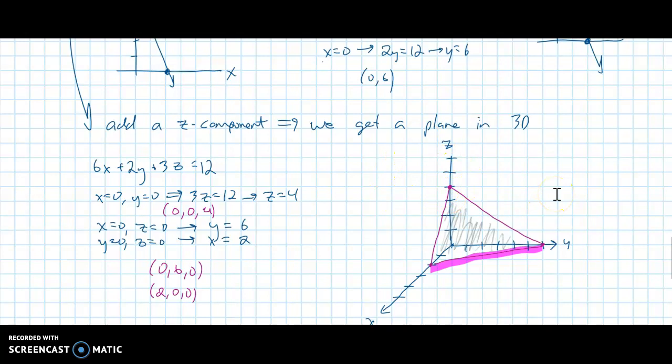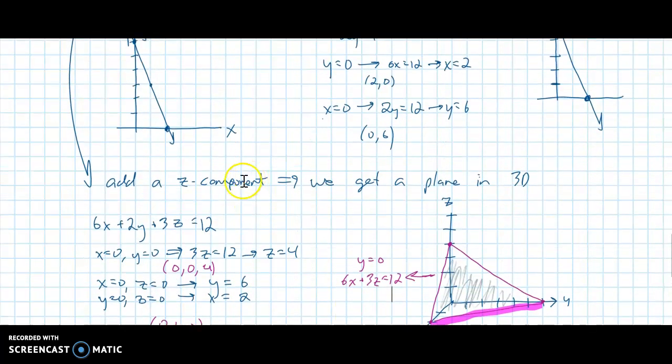So one thing I can do is find the equation of this line right here in that xz plane. Notice the y is equal to 0 in this spot because we are in the xz plane and there's no y coordinate for this segment right here. This reaches from here down to that spot right there. So if I set y equal to 0, I can get 6x plus 3z equals 12.